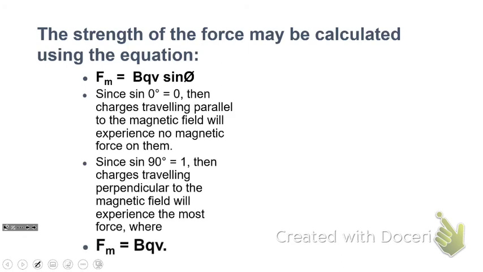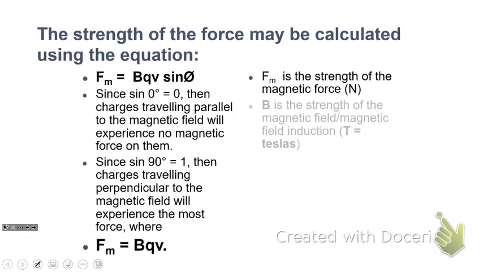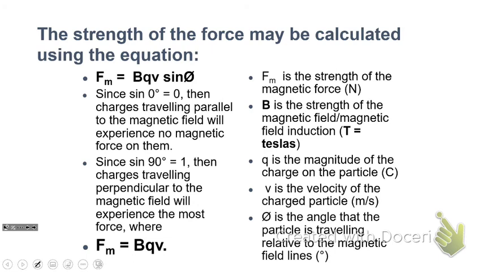Okay, know how to use this formula. Fm is equal to QVB or BQV. I'm pretty sure it's QVB on the formula sheet, right? So QVB, yeah, that's right. B is the magnetic field strength, Fm is the magnetic force, Q is the charge, V is the velocity. And if it's not moving perpendicularly, then you have to use sine of theta.